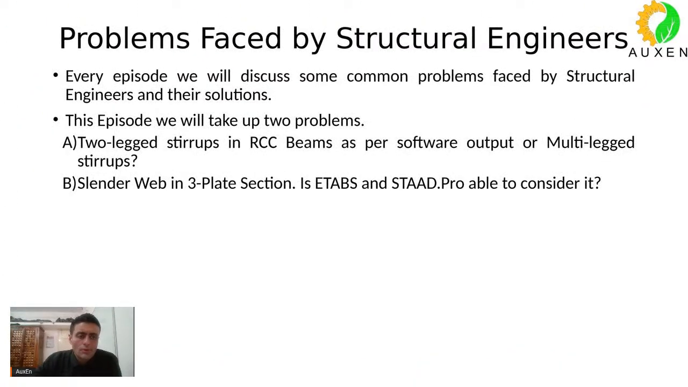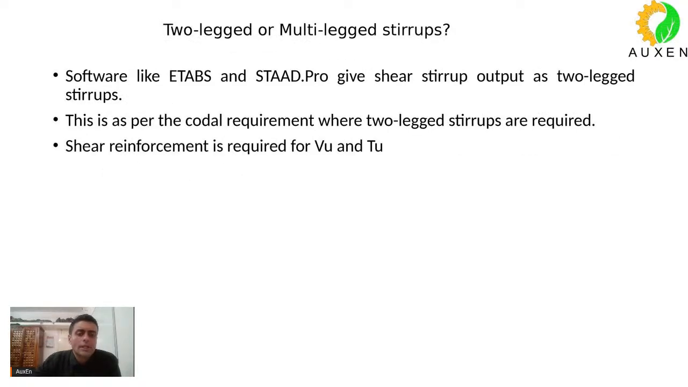So how many of you know that softwares usually provide two-legged stirrup in the output? Whether it is ETABS or STAAD Pro, as a default, these softwares provide two-legged stirrups in their output. Okay. So what is the reason for that, and why are all the softwares providing two-legged stirrups, shear stirrups I'm talking about, in RCC beam? That is the first thing we would like to explore.